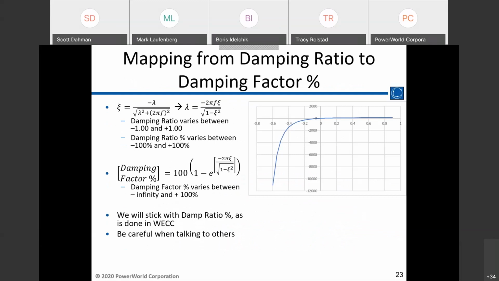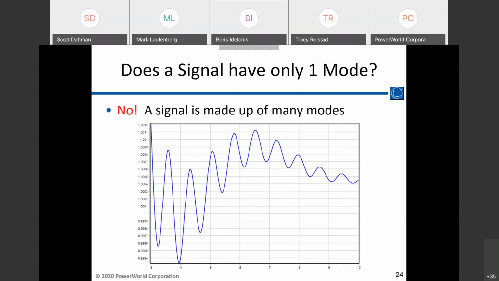So, all right. The nice thing about the damping ratio I mentioned is it varies between 1 and -1. One of the problems with the damping factor is that when the damping ratio is 1, the damping factor is also 100%. But when the damping ratio becomes negative, the damping factor goes to -infinity. So it has kind of a weird behavior in that direction. So for the rest of the talk, we're going to stick with what WEC uses for terminology, which is just this damping ratio multiplied by 100.